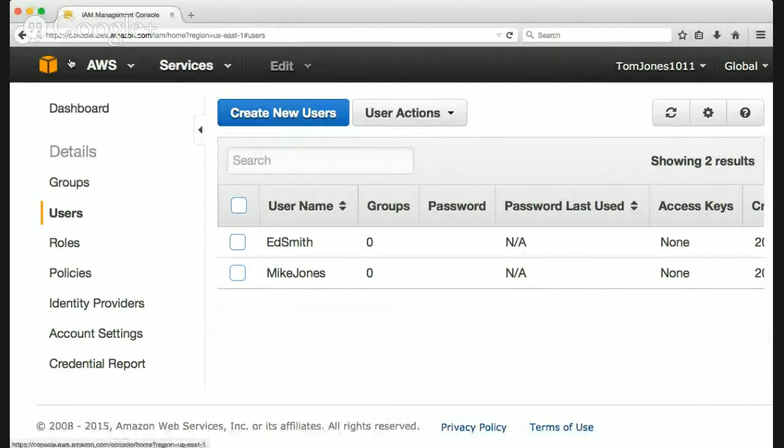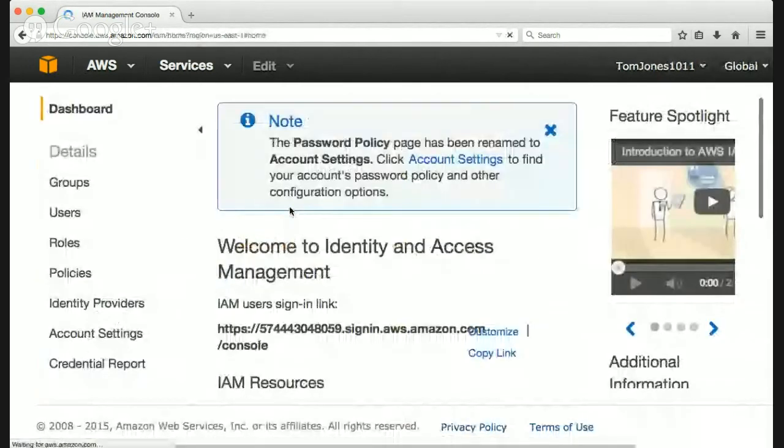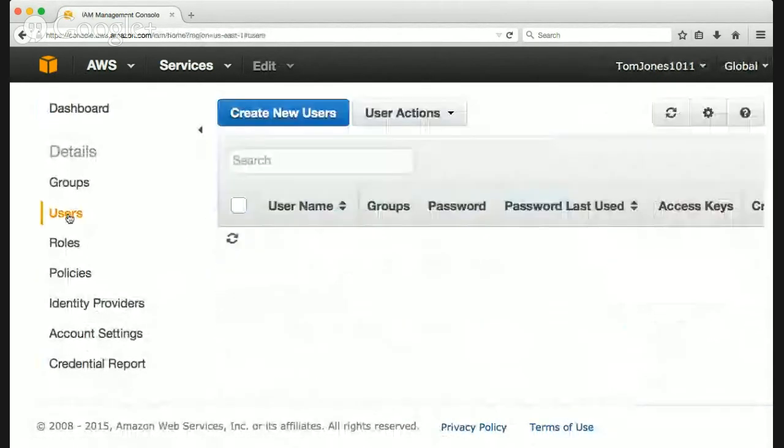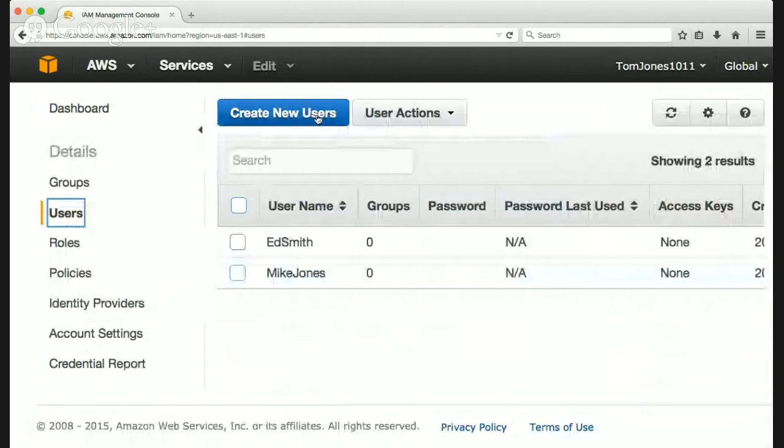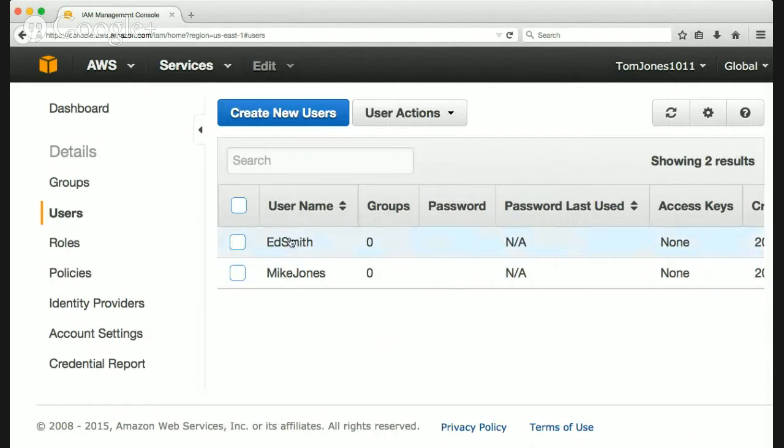So what I did was I came into my IAM, right? So I'm at the IAM. I came through this way, identity and access management. Okay. I clicked on users over here. And what I did was I just clicked create new users, and I was able to create Ed Smith and Mike Jones. Okay? And so here's Ed Smith and Mike Jones. So I have 2 users available to log into the S3 now.